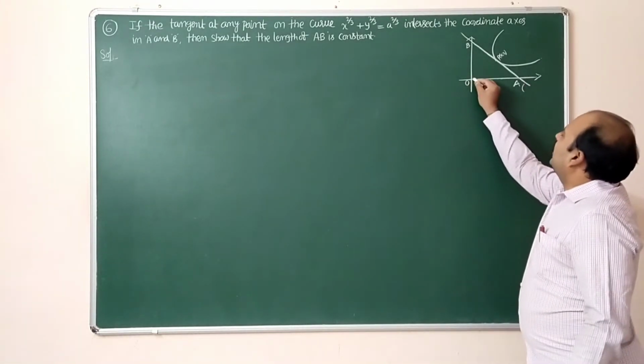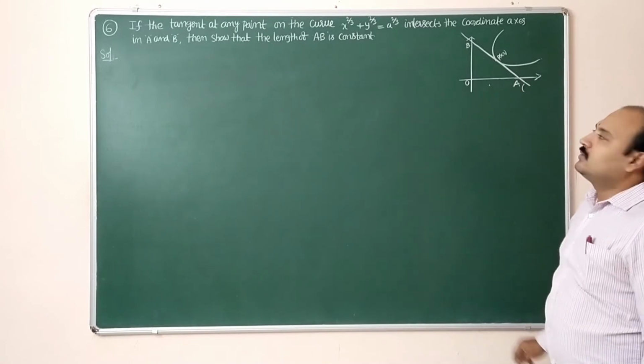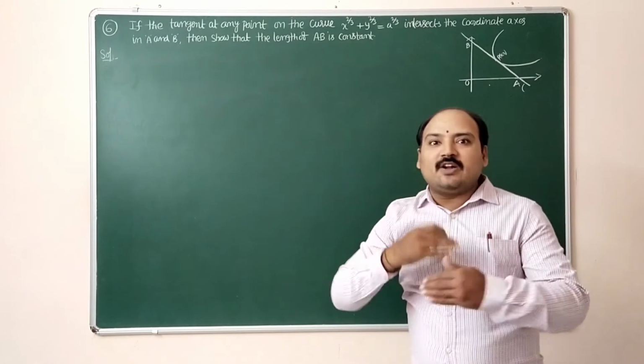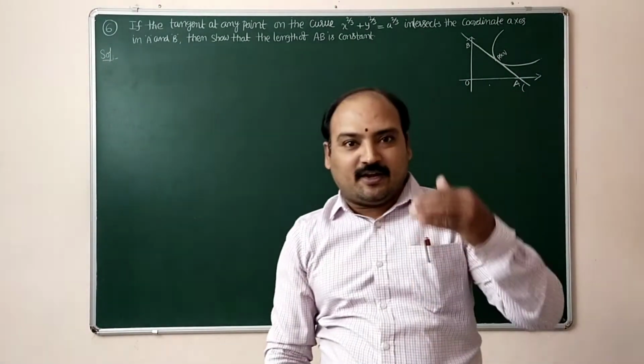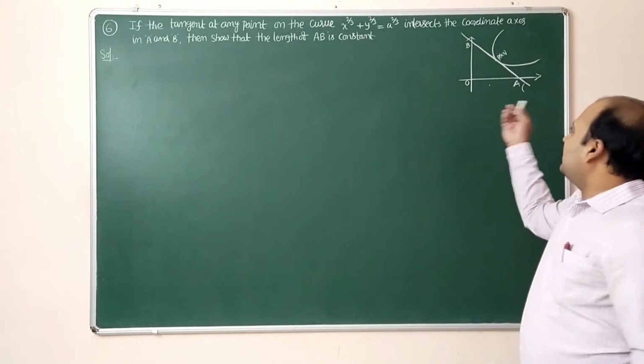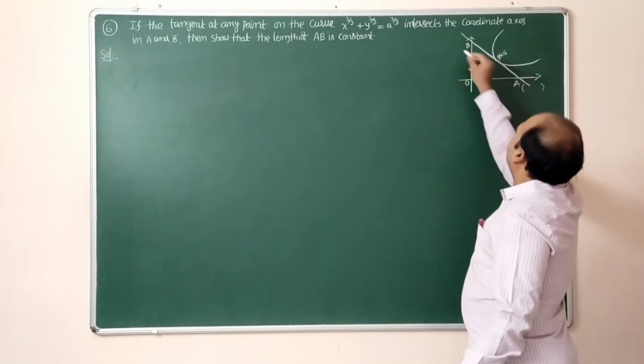So from here to here, OA is the x-intercept, OB is the y-intercept. After getting the tangent equation, converting into the intercept form of the straight line, x by a plus y by b equal to 1, after that you can find the distance between point A and point B.